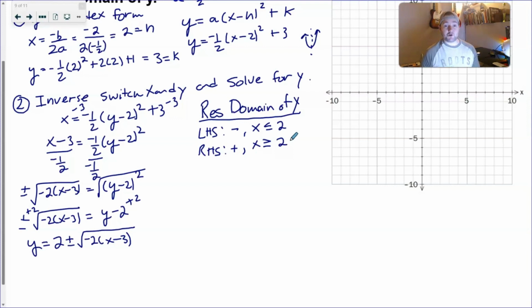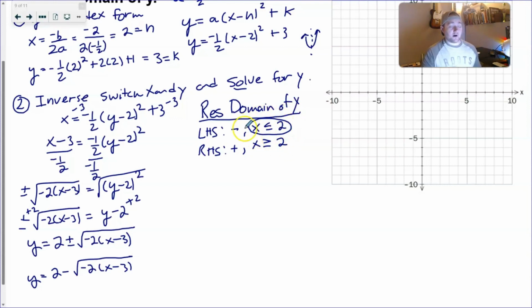All right, so we get to choose. Most people are going to choose the plus. I'm going to be the complicated one, and I'm going to choose the negative. All right? So that means our final answer for this is 2 minus square root negative 2 x minus 3. So I chose this, not that, as my restricted domain. x is less than 2. So that is for y.